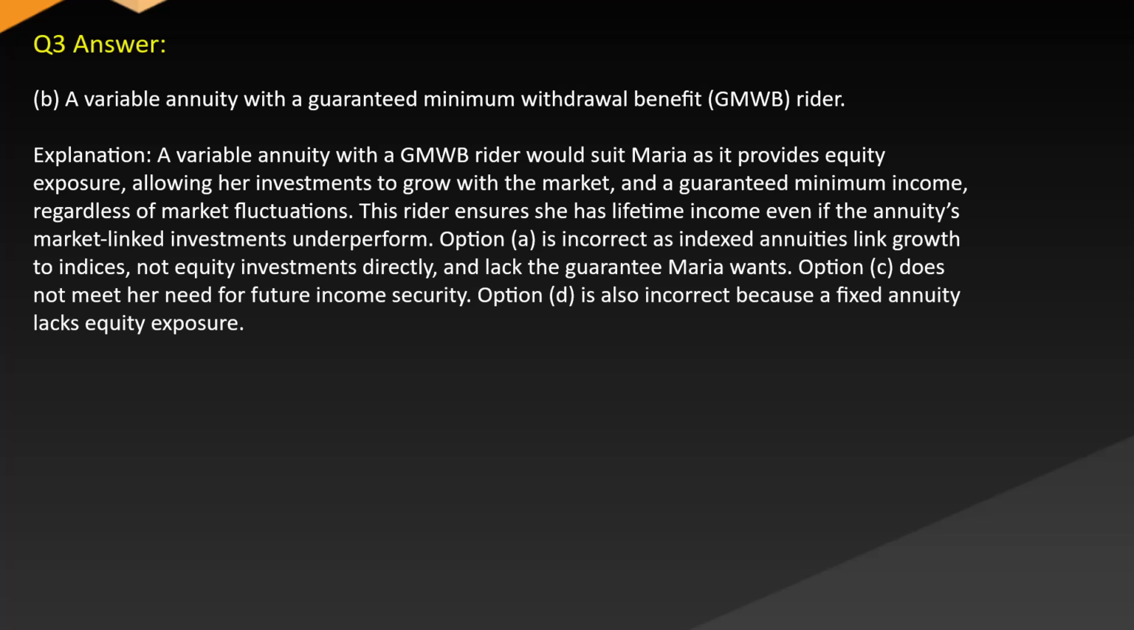Option A is incorrect as indexed annuities link growth to indices, not equity investments directly, and lack the guarantee Maria wants. Option C does not meet her need for future income security. Option D is also incorrect because a fixed annuity lacks equity exposure.